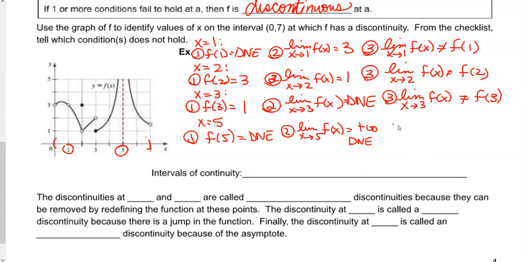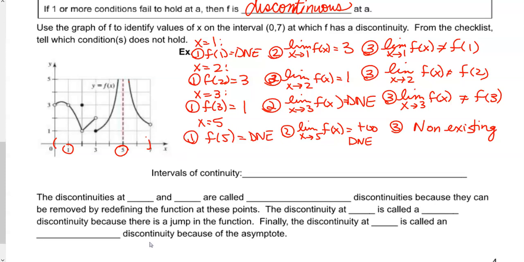So obviously, 3 is not going to hold true either, okay? We're just going to say they are non-existing, or whatever the case may be. So, because 1 and 2 do not exist, hence we are discontinuous at x equaling 5.